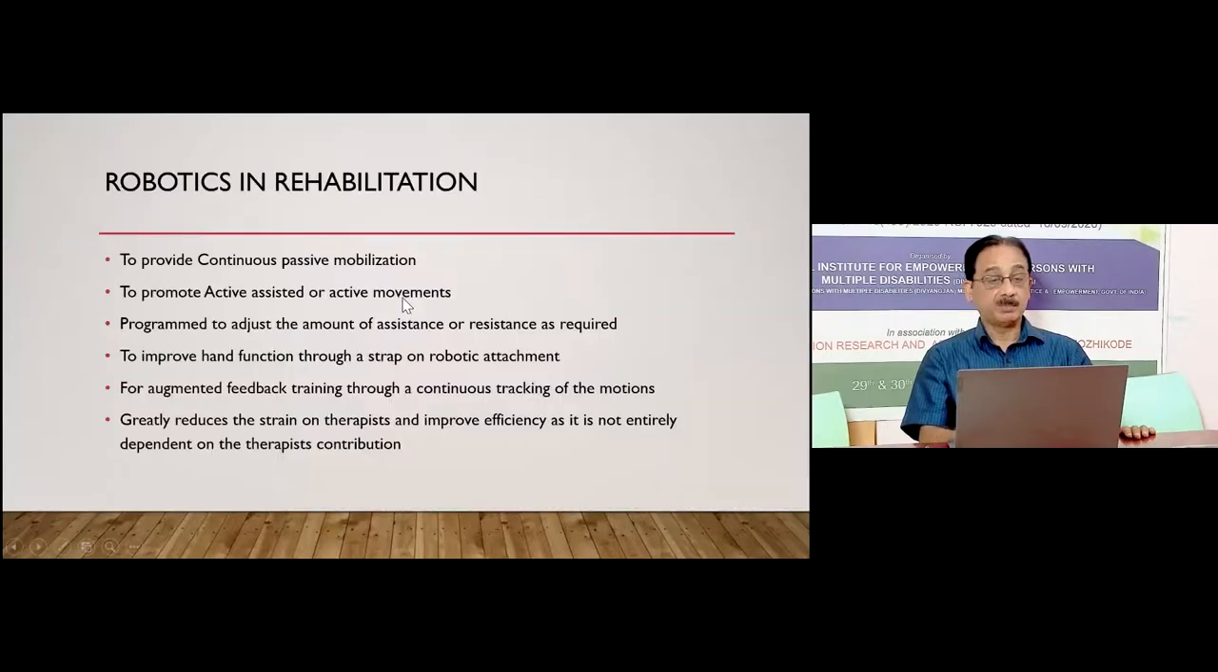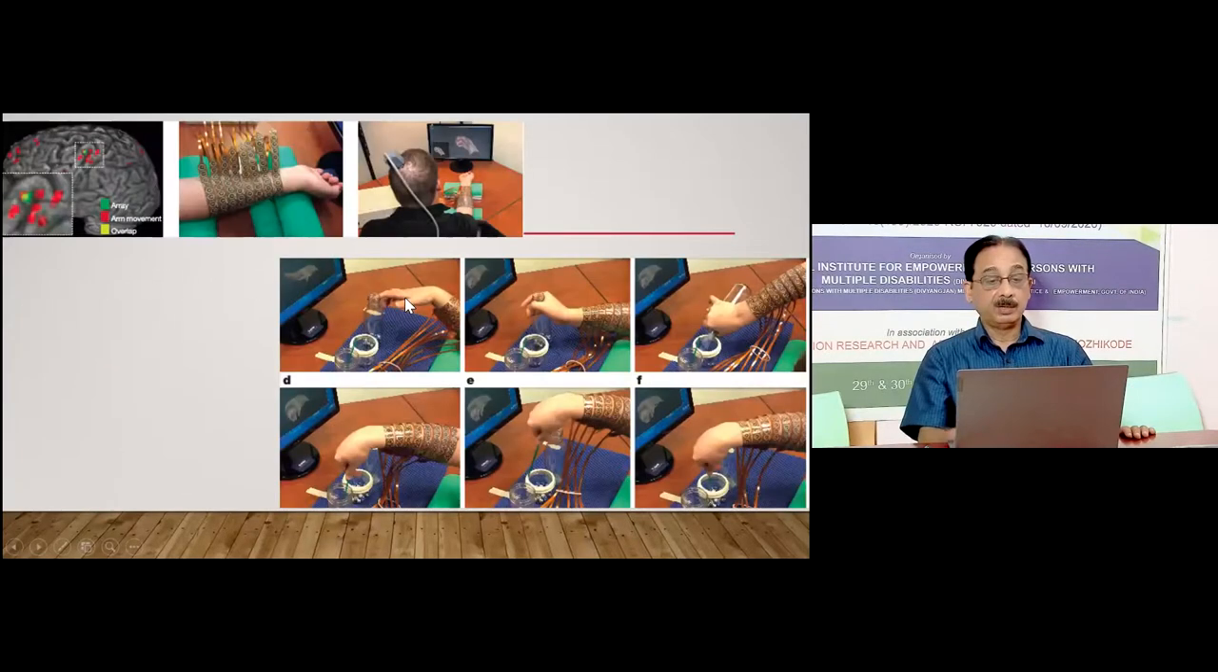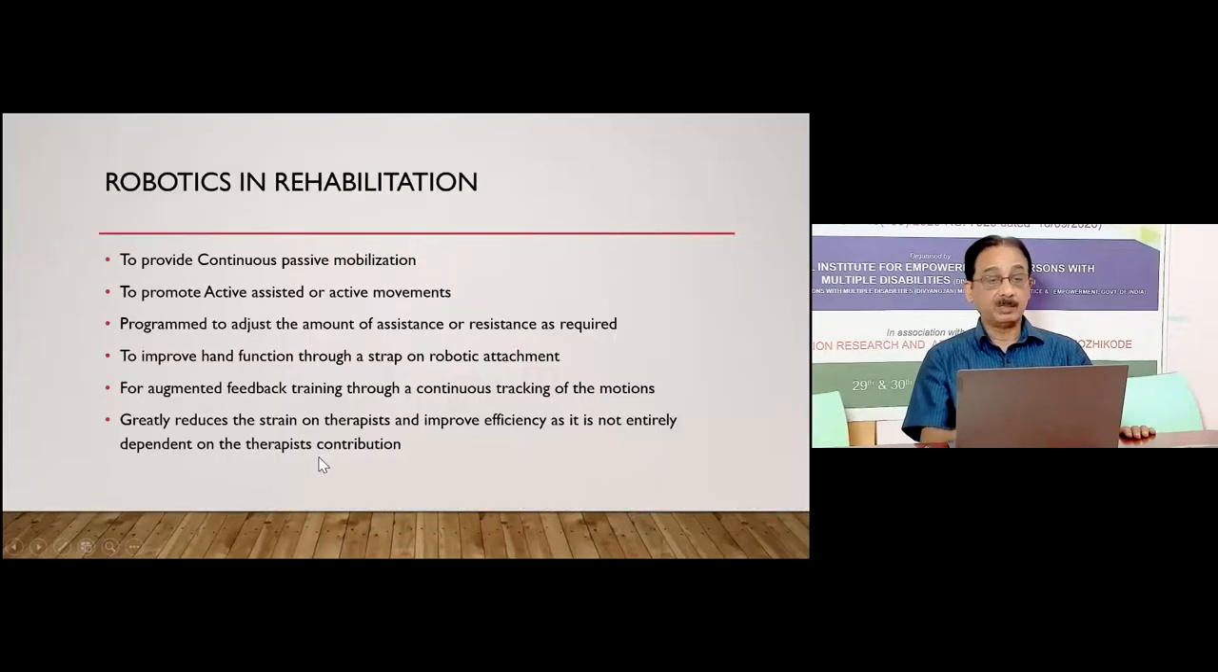And the result is the patient will be able to extend the wrist, then flex the wrist, take something and effect some function. That is called a neural prosthesis. All these are under investigation and research now. Probably in future we will get all these things available for common use.